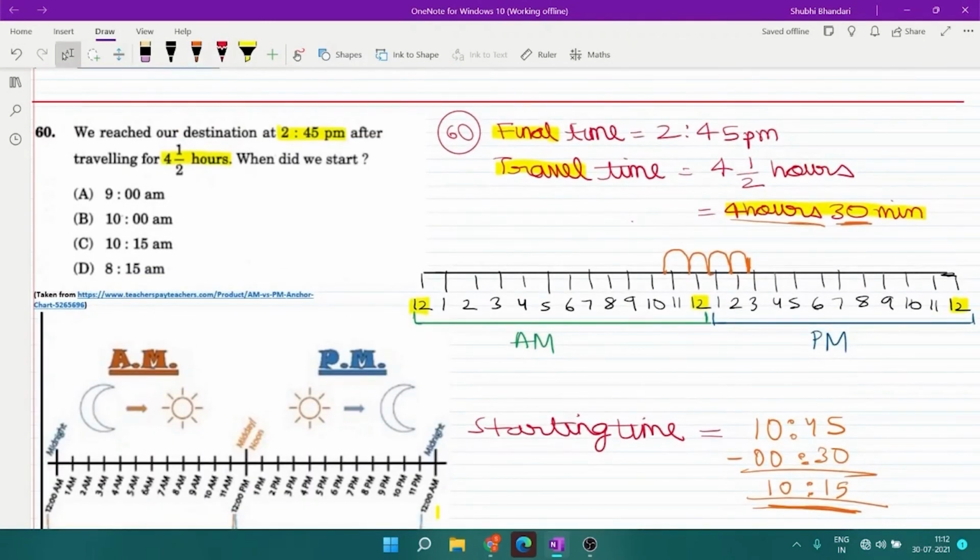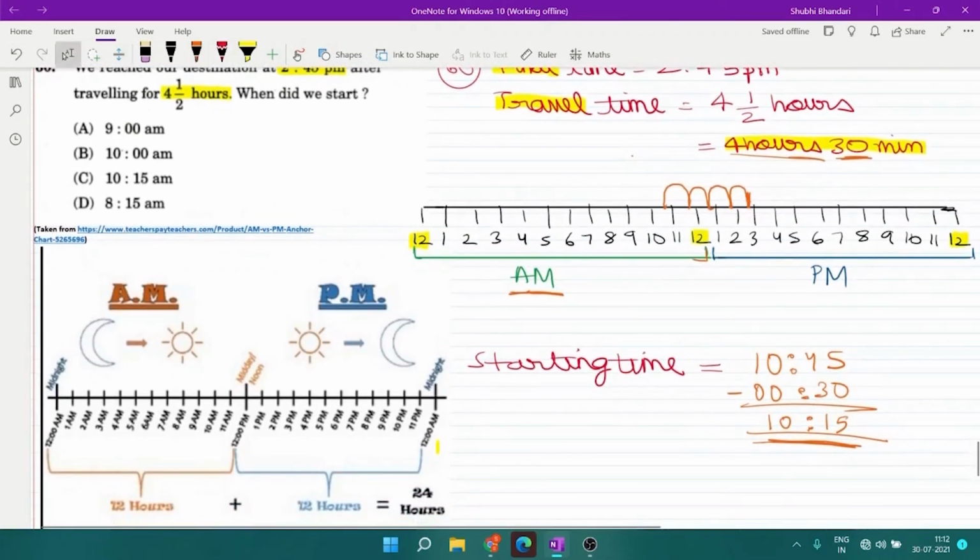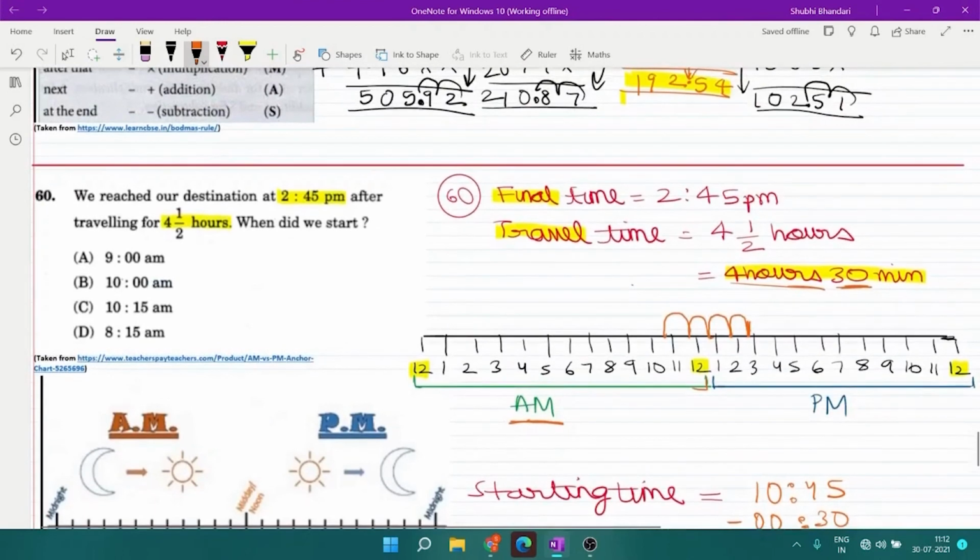And let us see over here, this says 10:15 a.m. This falls under the AM part of the time number line. So this means our final answer is 10:15 a.m. So the 60th answer is C.